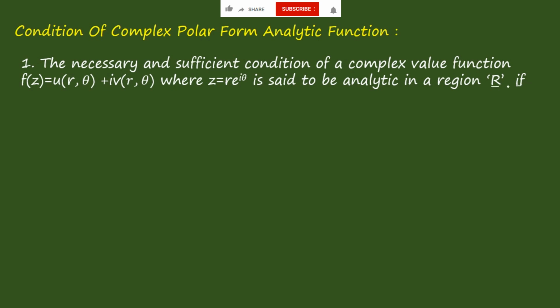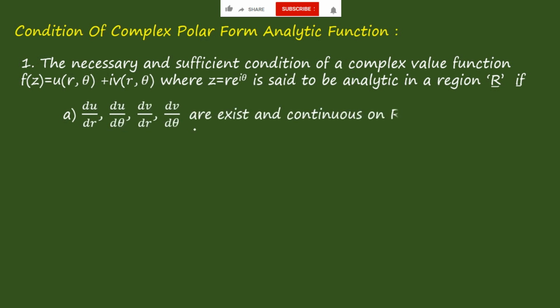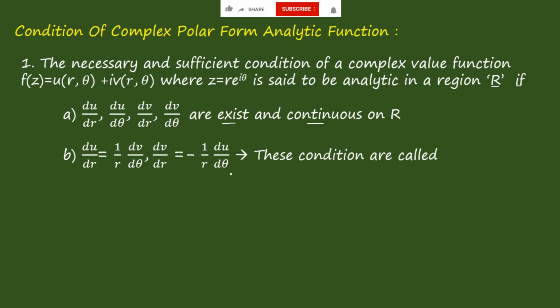the conditions are the first one: when you differentiate u with respect to r and theta, and v with respect to r and theta, the derivatives should exist and be continuous on a region R. The second one is du by dr should be equal to 1 by r dv by dθ, and dv by dr is equal to minus 1 by r du by dθ. This condition is known as the Cauchy-Riemann equation or CR equation. When these two conditions are satisfied in the case of a polar form, we can say that the polar function f of z is an analytic function.